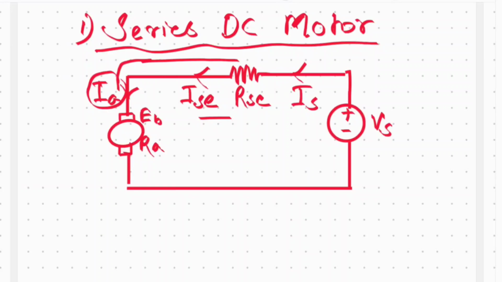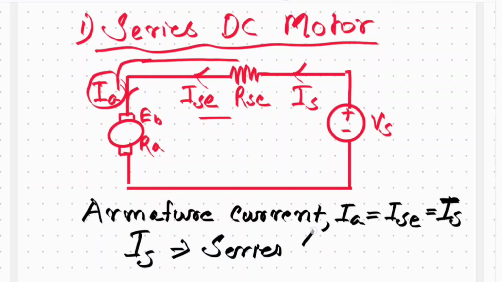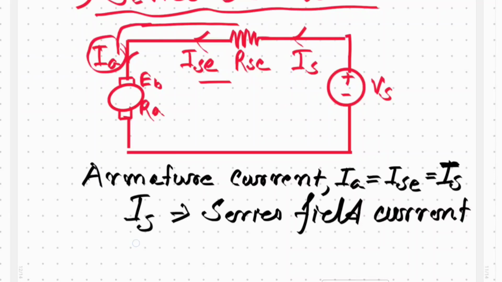From the circuit we can write armature current IA is equal to ISE is equal to IS, where ISE is the series field current and IS is the supply current.